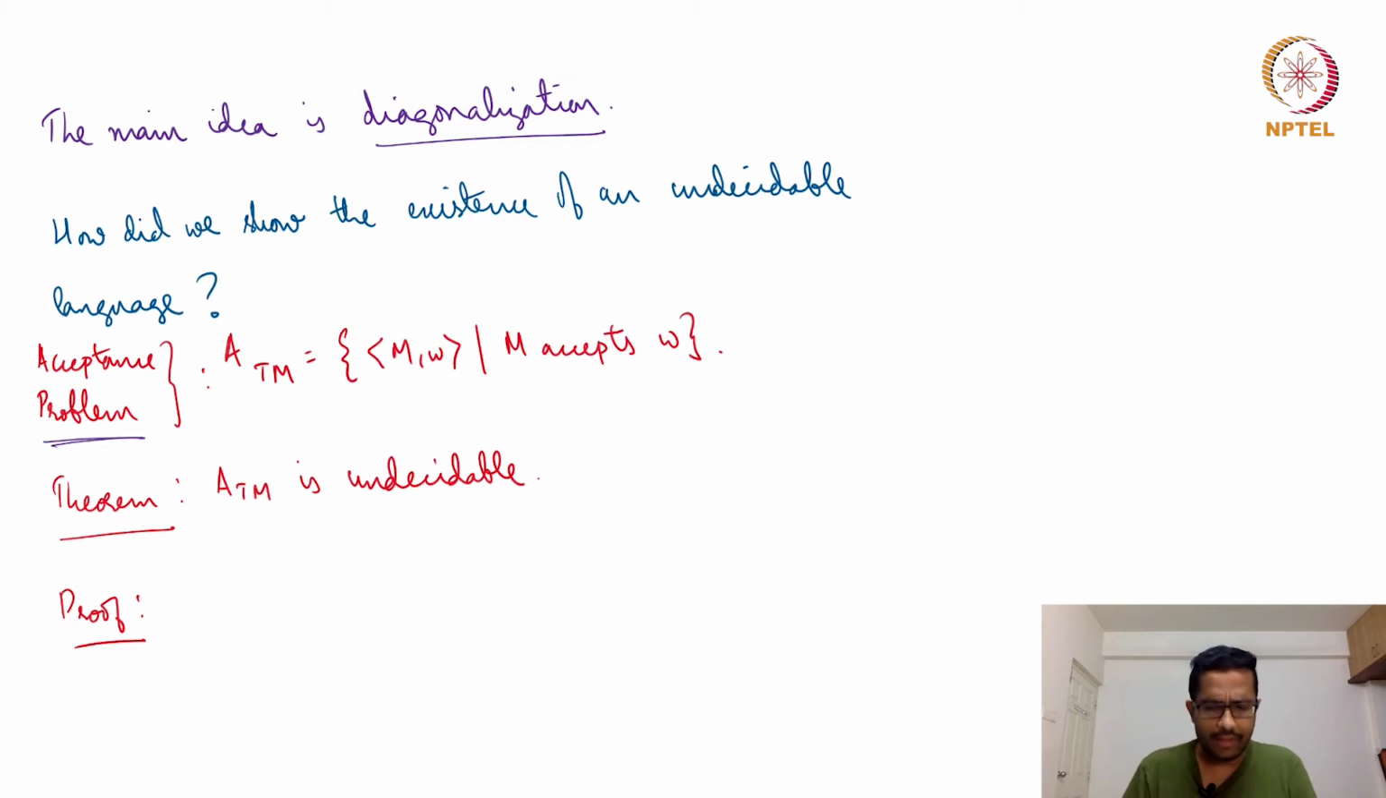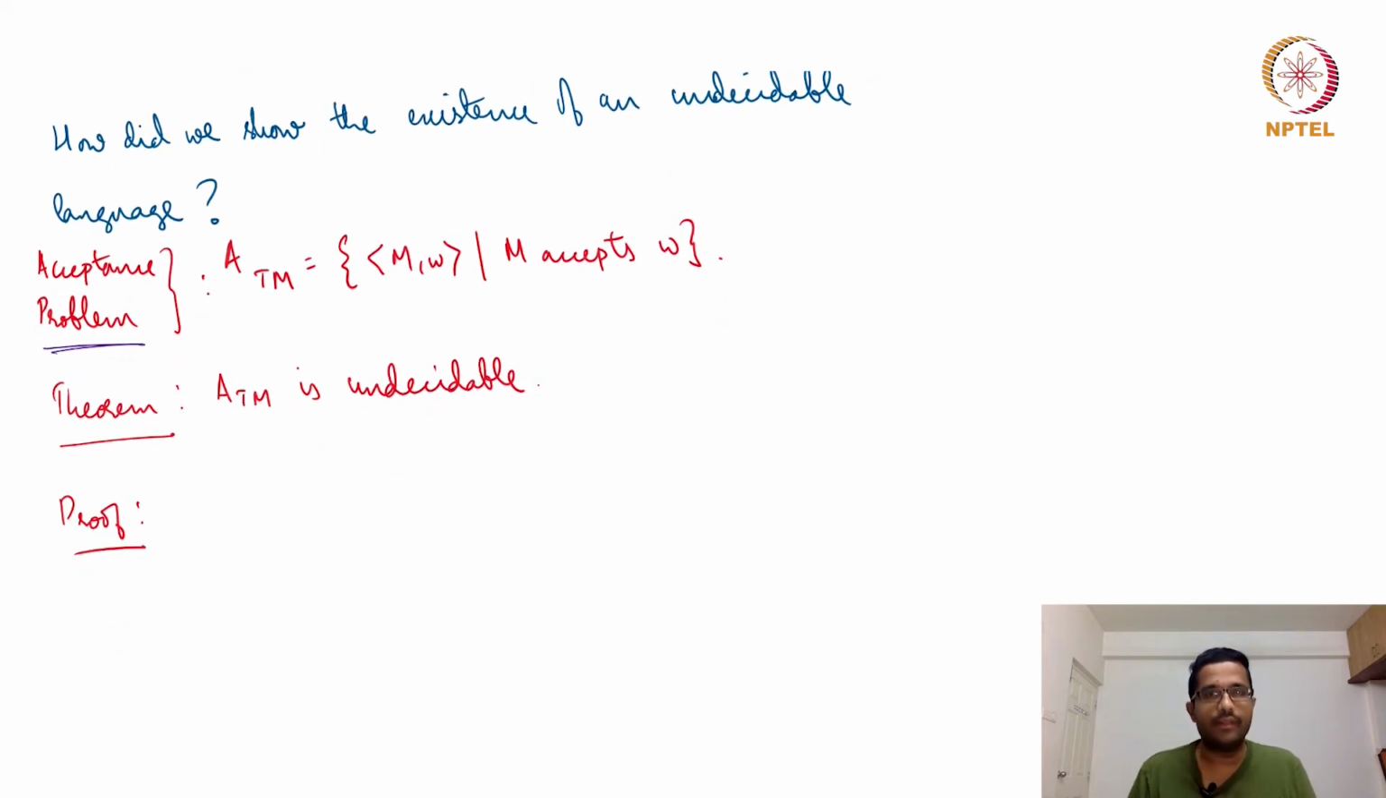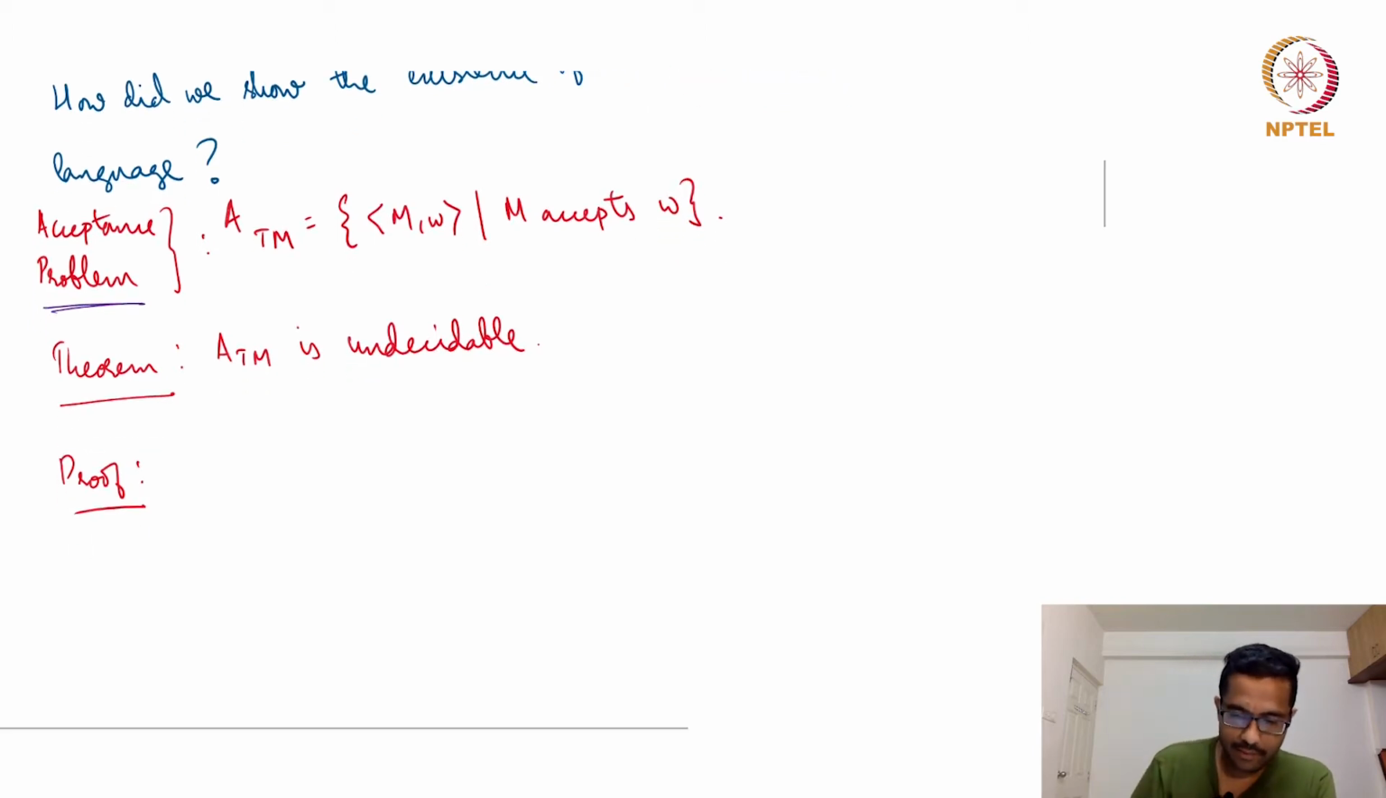But there is also another language, where M halts on W, and even that is undecidable. But anyway, let's stick to ATM now in order to not have any confusion, where we have to decide whether a given Turing machine M accepts a given string W. Right. So now how do you show that it is undecidable?